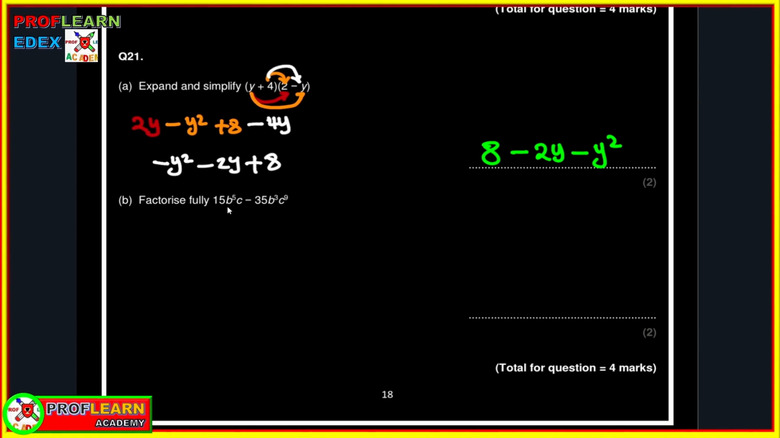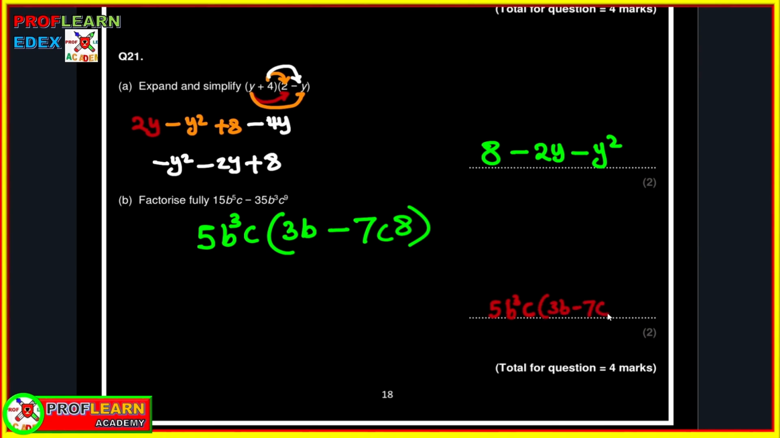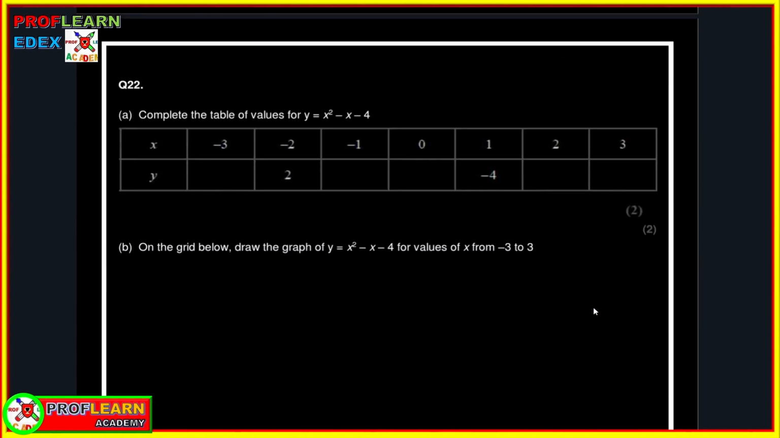Another area that you need to be very careful with is factorization of expressions like these ones. So here we are going to see what's common. What's common is 5b raised to power 3, and also we have c. So what's remaining inside the bracket is that, and we shall have our answer as 5b cubed c into bracket 3b minus 7c to the power 8.